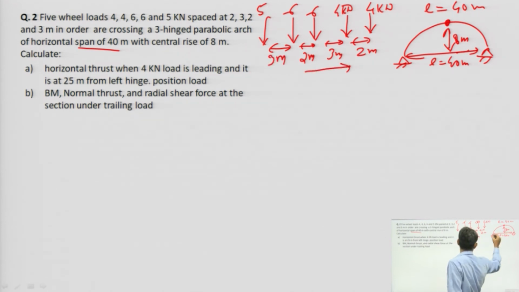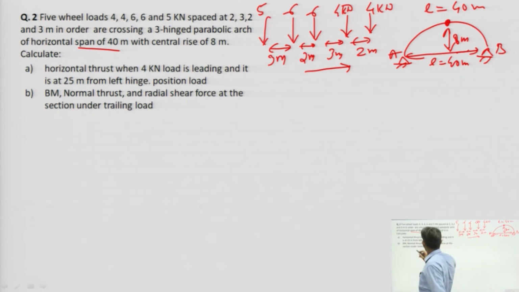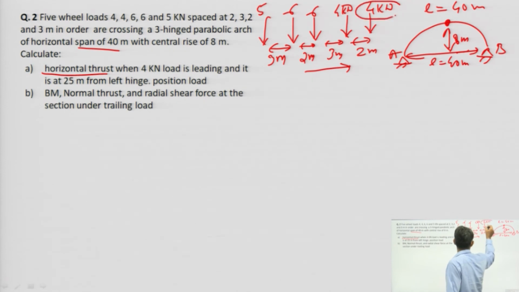And they are crossing the arch, okay, from left to right. What we need to calculate? We need to calculate the horizontal thrust when the 4 kilonewton load is leading. Okay. Means the position of the load will be this, and it is at 25 meter from the left hinge.